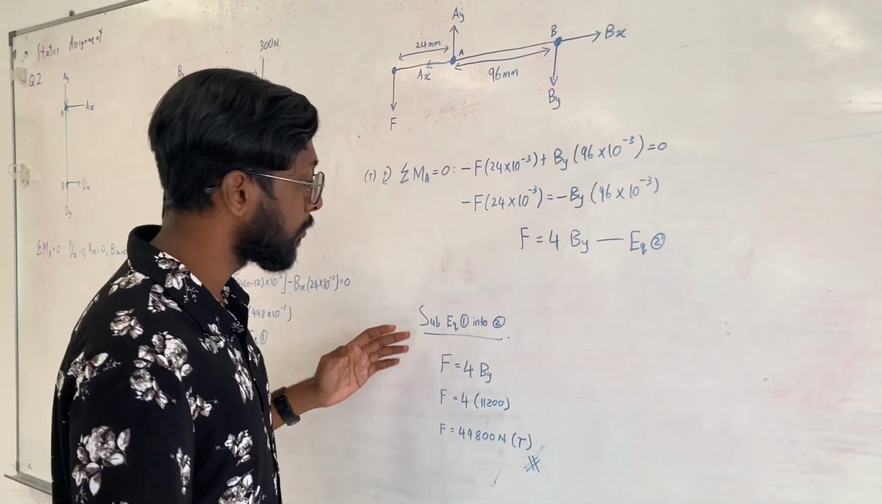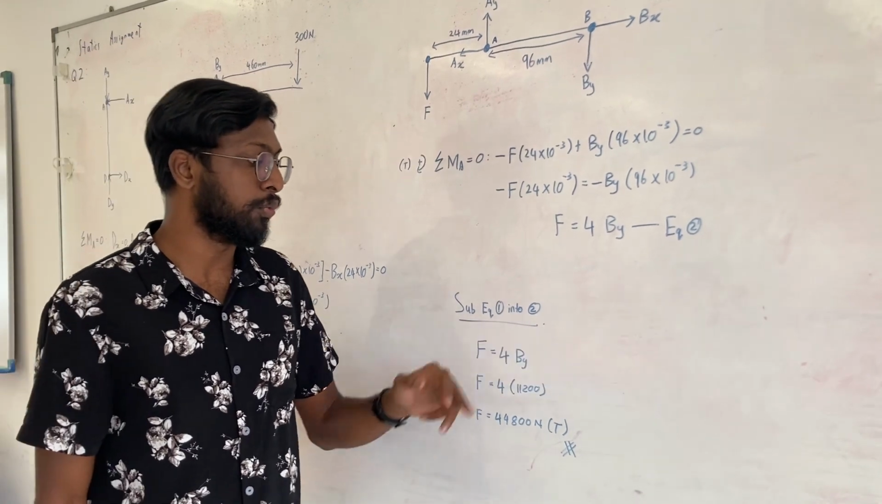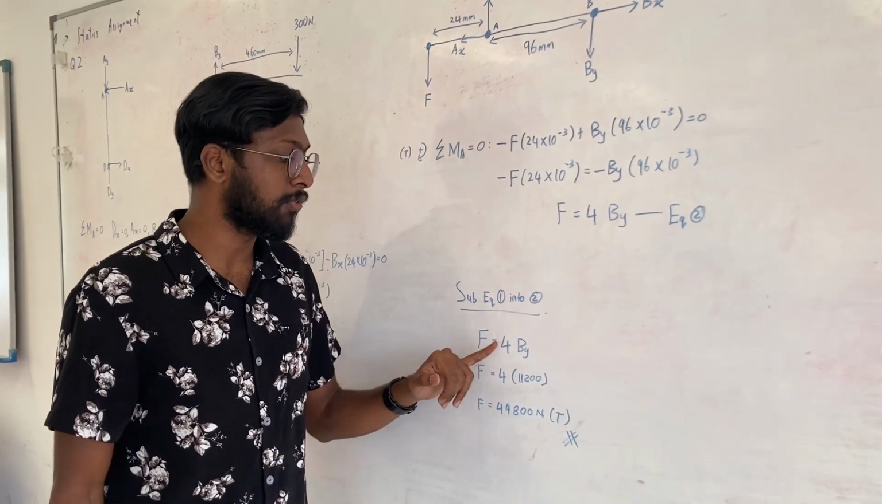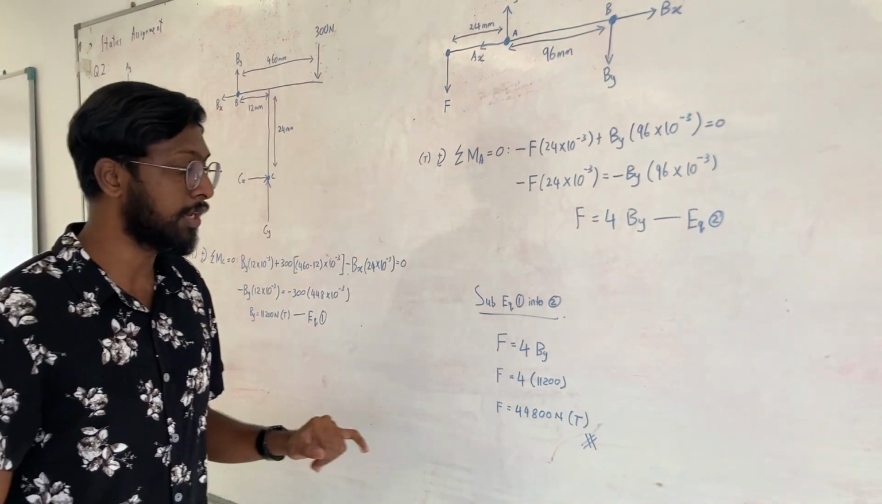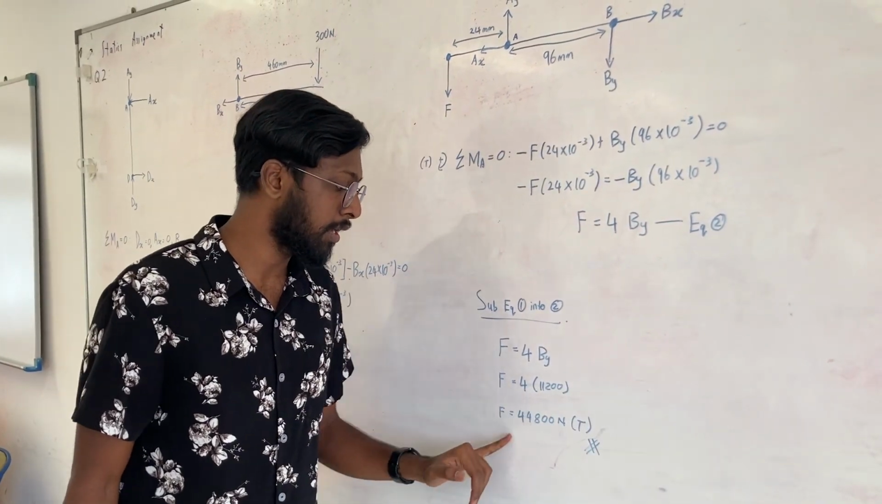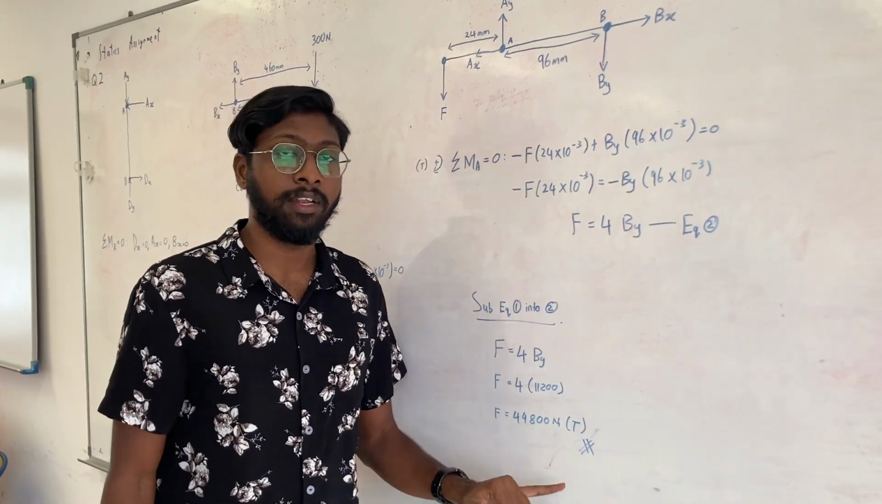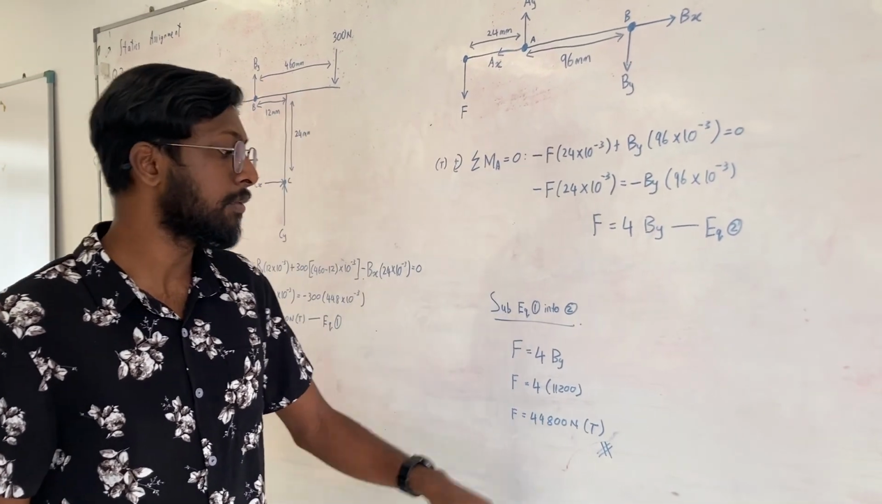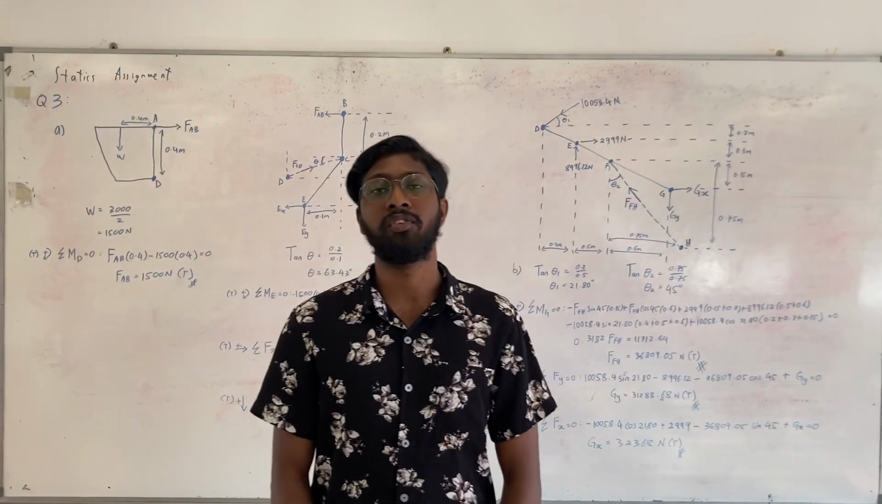The final step to solve this question is by substituting equation 1 into 2. So we have F equals 4By, and we found out earlier that By is 11,200 Newton. Substitute that into By, and the final answer, force F, is equal to 44,800 Newton in tensile. It's going outwards. Okay, moving on to question number 3.